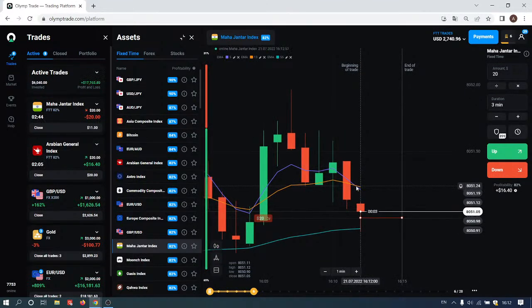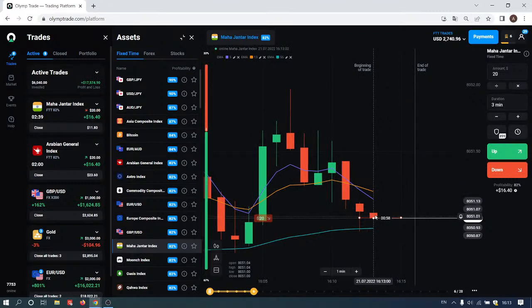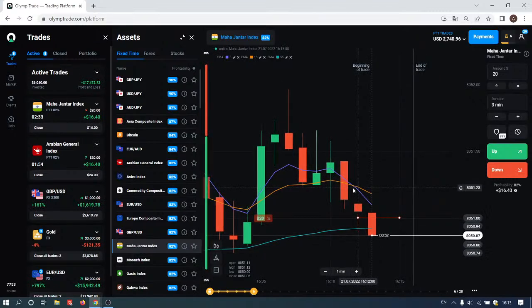So you need to identify this moment when they cross. It can be a recent crossing, or this crossing can happen right in front of your eyes, like in real time.